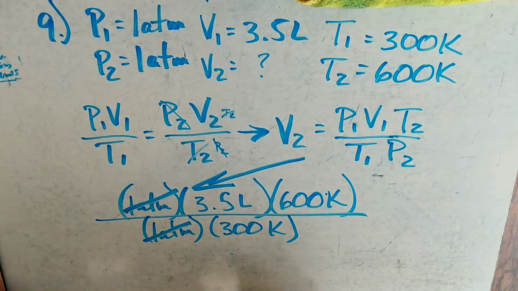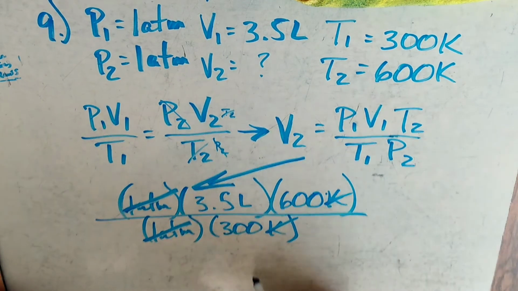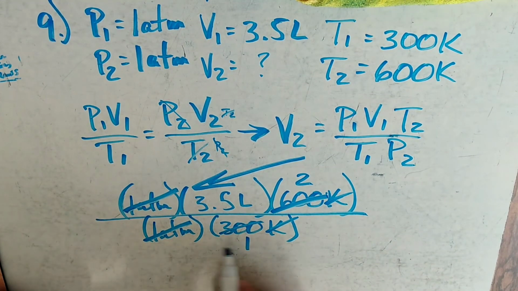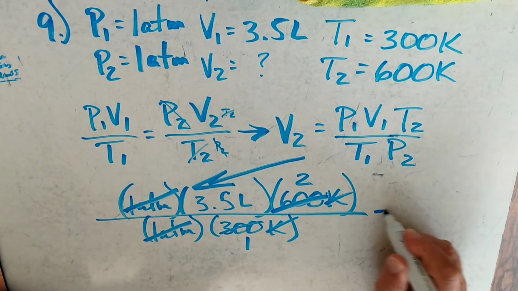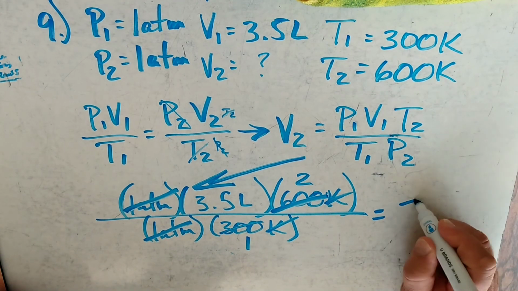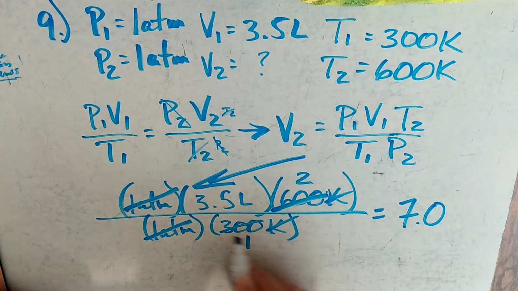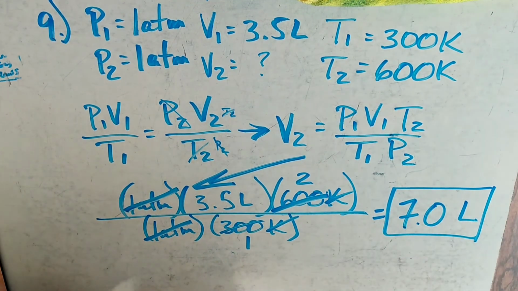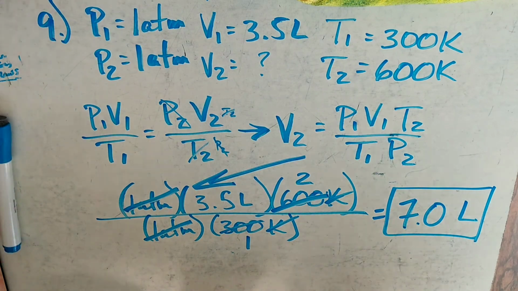Okay, so let's go ahead, start canceling out. 1 atmosphere cancels, Kelvin cancels, and 300 goes into 600 twice. Put a 2 there, this becomes a 1. So we really have 3.5 times 2. Well, that's really super simple. Crunch in 3.5 times 2, and you should get 7.0, and our only unit left is liters. And that's how you do problem number 9.